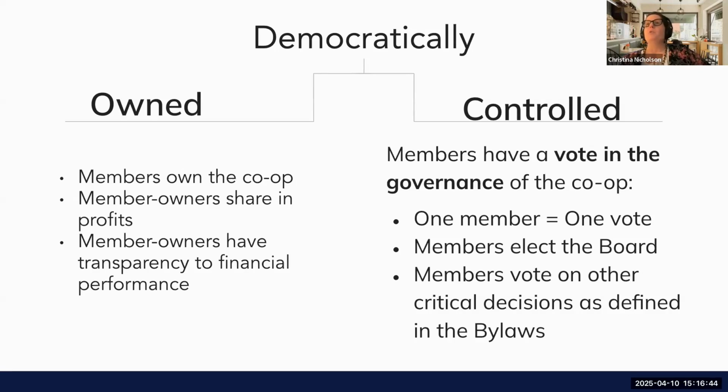They also control the business through governance. So think of them as the board, the shareholders. So they each have one controlling vote as members. They elect the board and then they vote on critical decisions that are defined in the bylaws, which they also write.